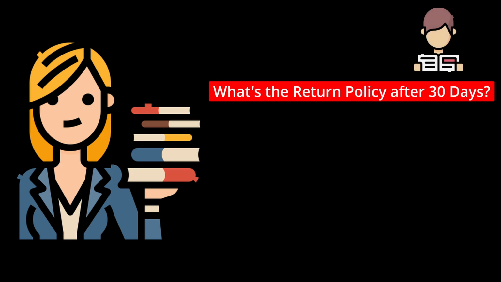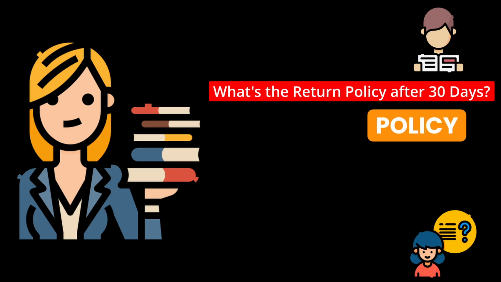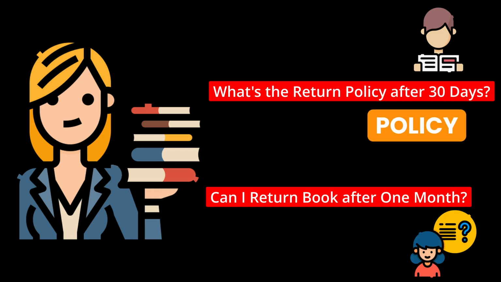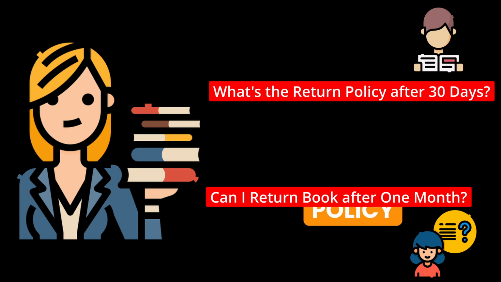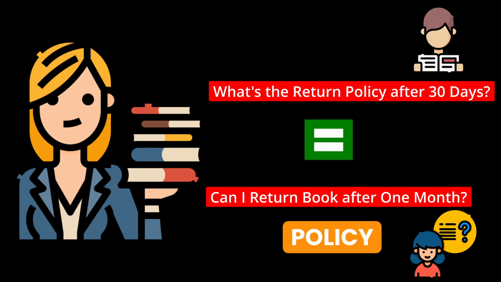Imagine you have a smart librarian. You ask, what's the return policy after 30 days? The librarian gives you an answer and remembers it. Later, someone else asks, can I return something after 1 month? The librarian doesn't need the exact same sentence to understand that the questions are almost the same. Semantic caching works in a similar way.